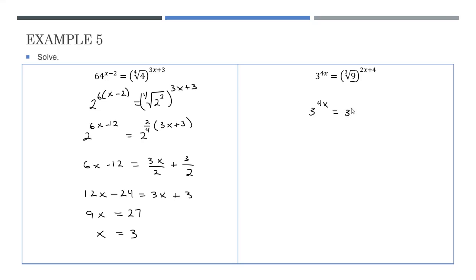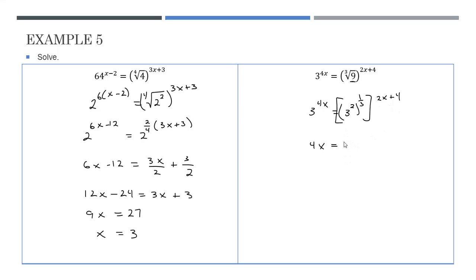So 3 squared is 9, but a cube root can actually be written as to the power of 1/3. And then all of that can be written to the power of 2x plus 4. So now we have the same base, and we can make all of the exponents equal to each other. So 4x is equal to, now these exponents right now should be multiplied.